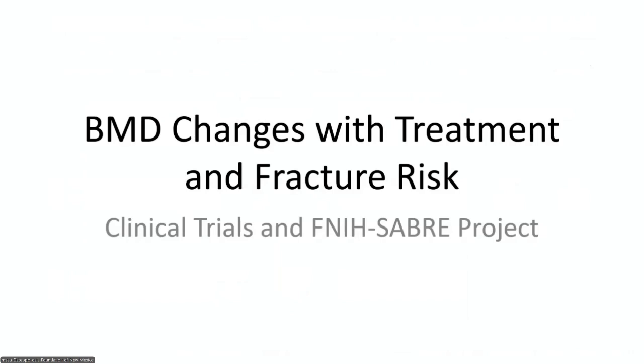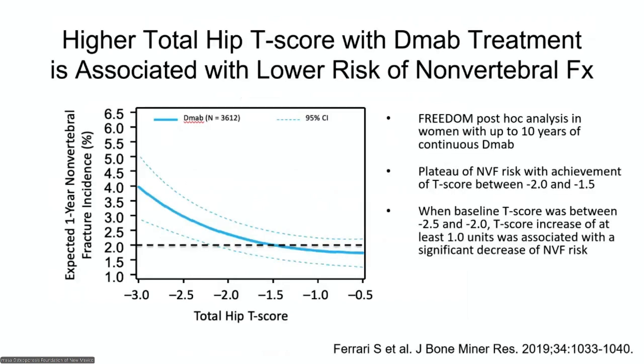So what about the relationship between BMD changes with treatment and fracture risk? Well, we have some interesting data. You've seen a version of this study before. This is looking at total hip T-score and non-vertebral fracture risk with denosumab. And we can see that the reduction in fracture risk seems to plateau around the total hip T-score of minus 1.5. So if we're trying to treat to get optimal fracture risk reduction, perhaps getting to a target of around minus 1.5 is a reasonable thing to do.